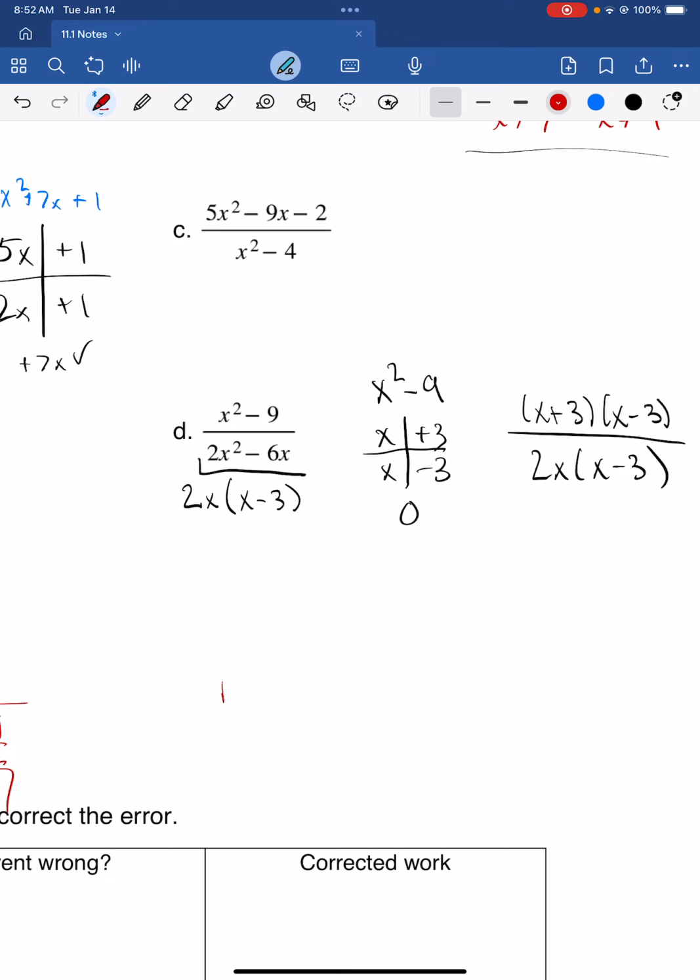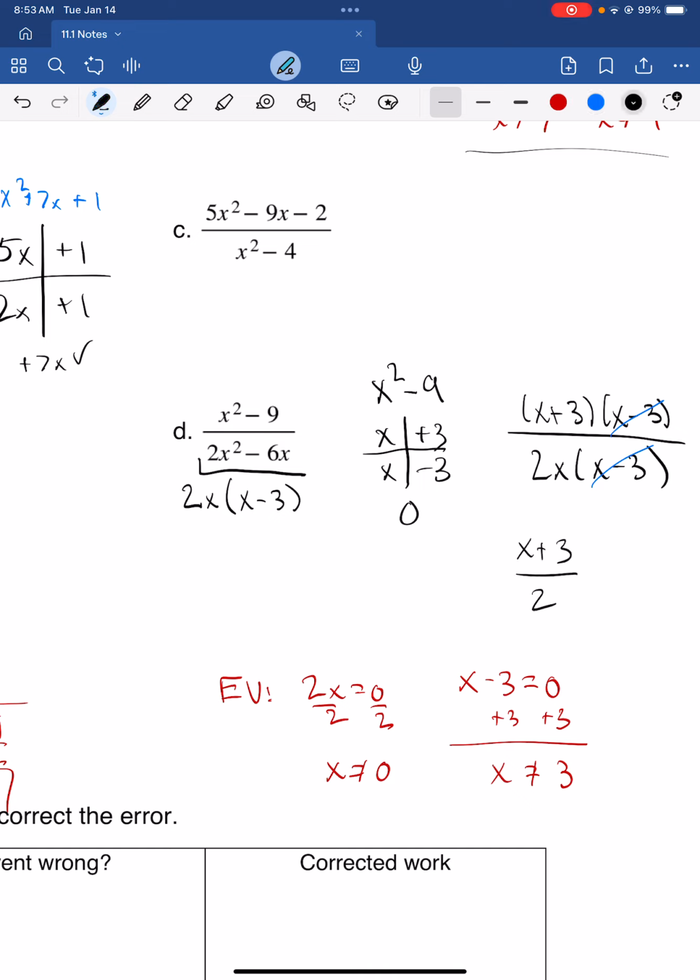Before we cancel out, we find the excluded values, so we set each of these things equal to 0. So 2x equals 0, and x minus 3 equals 0. So divide by 2, divide by 2. x cannot equal 0. Plus 3, plus 3. x cannot equal 3. And then lastly, just cross off these because they cancel out. And your final answer here is x plus 3 over 2x.